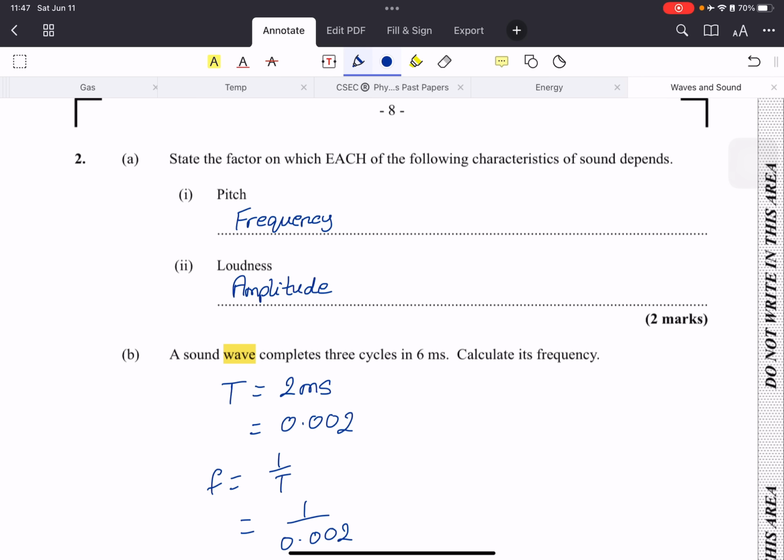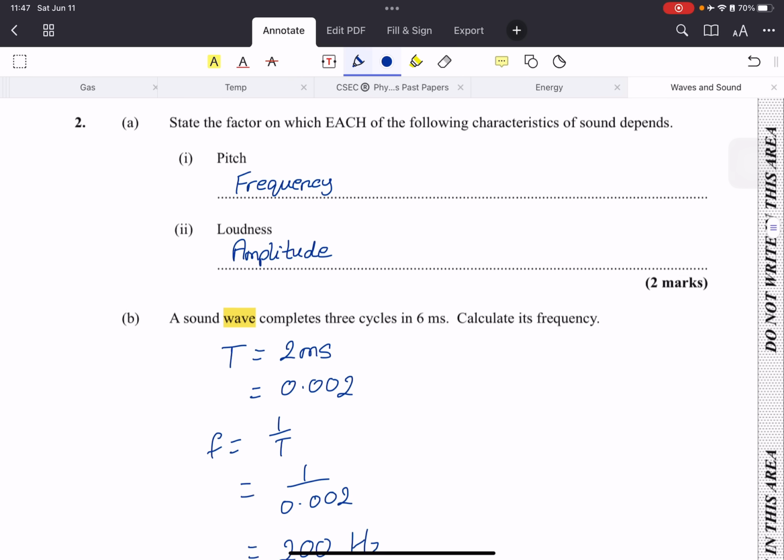And the loudness depends on the amplitude. So if you have a great amplitude or a small amplitude, the small one would be a quieter sound than the bigger amplitude, right? So very easy things to remember there.